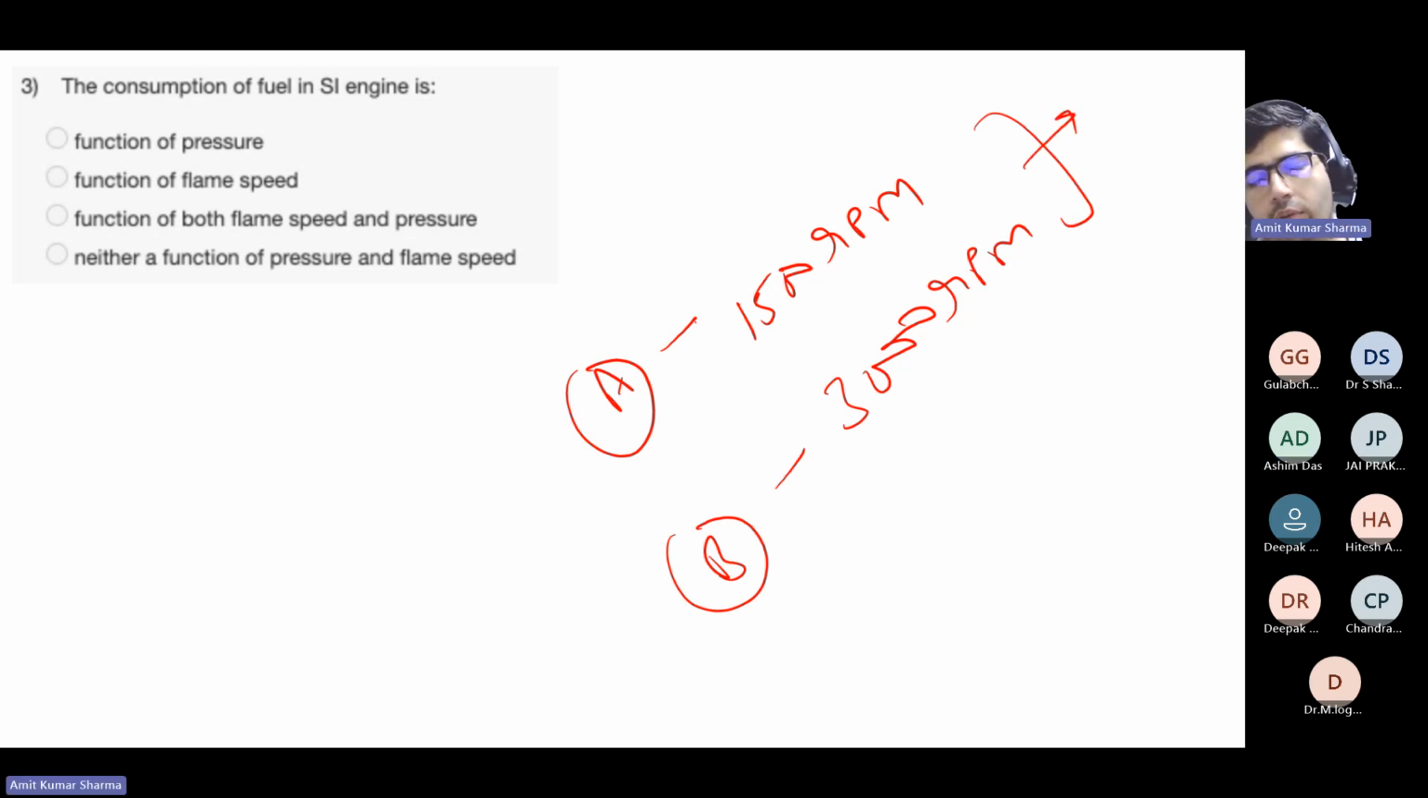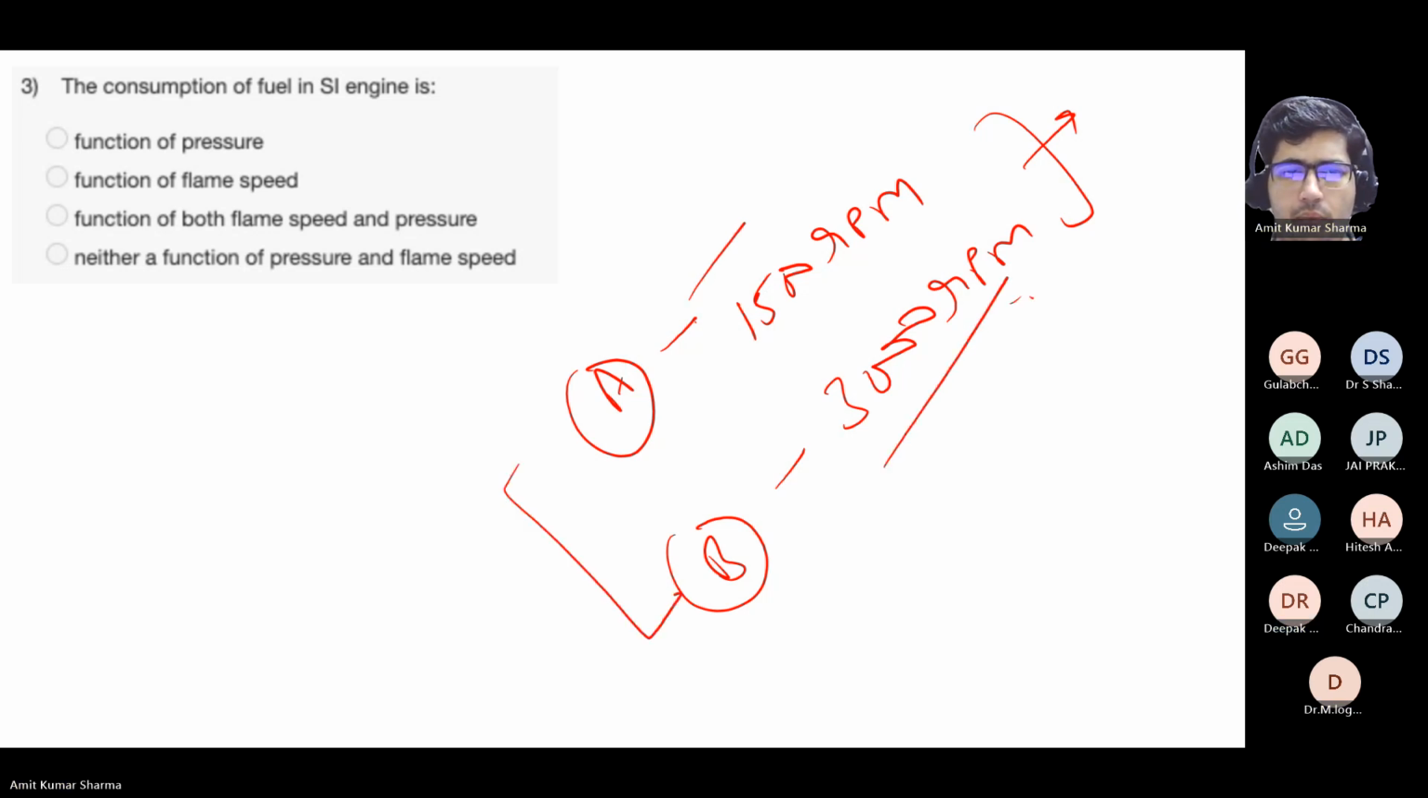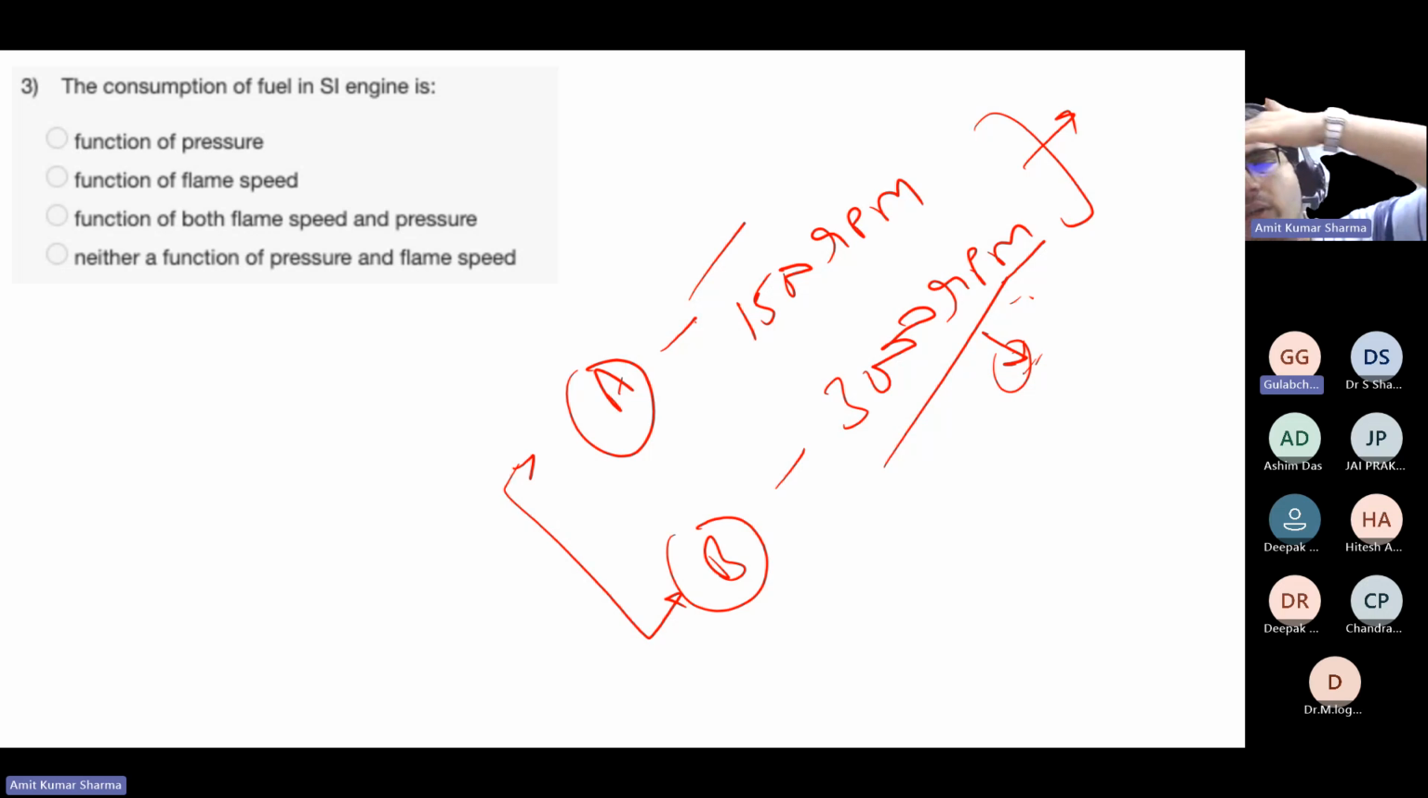So if you are having 1500 RPM and then 3000 RPM, which option, A or B, will consume more fuel? B, 3000. Why? Because it will have more inlet strokes. In 1 minute you are having 3000 revolutions as compared to 1500.